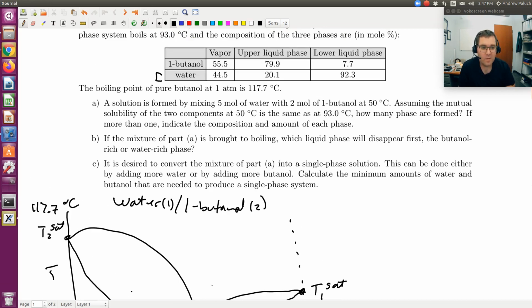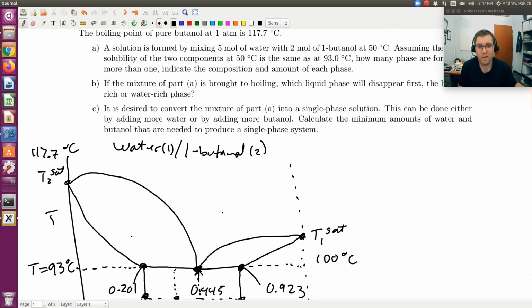How many phases are formed? If more than one, indicate the composition and amount of each phase. All right, so basically you would just need to calculate mole fraction of butanol. So if I have 5 moles of water and 2 moles of butanol, well, it's with respect to water, so I'd have 5/7, right? So in A, say Z1 is equal to 5/7.